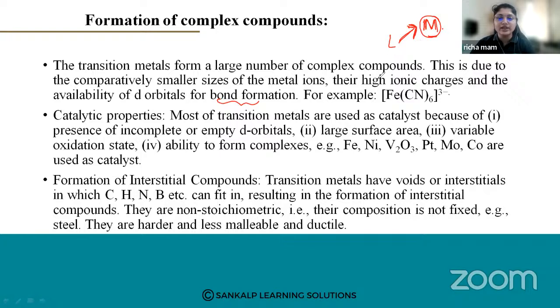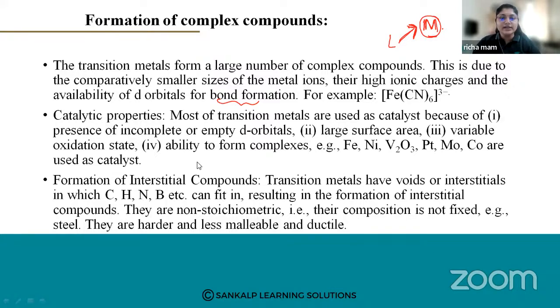So ions with a higher positive oxidation state are more stable as compared to metals with lower oxidation state. And as the atomic number increases, the stability of the complex also increases. So these are some of the points for formation of complex compounds. Next is catalytic property.